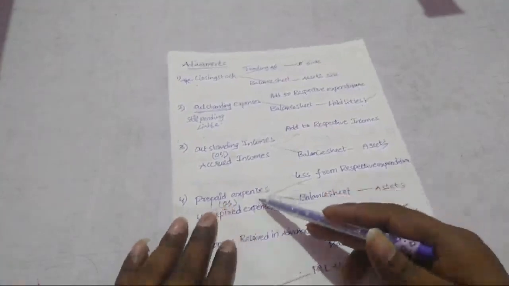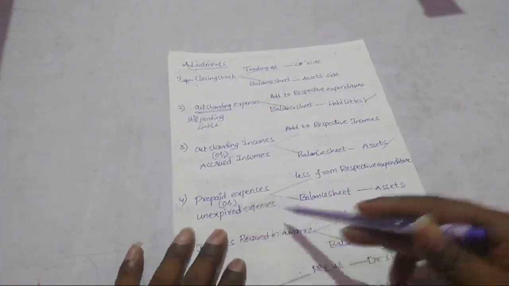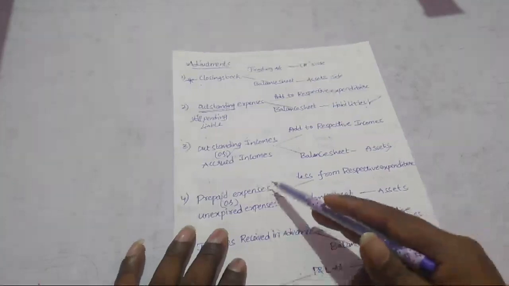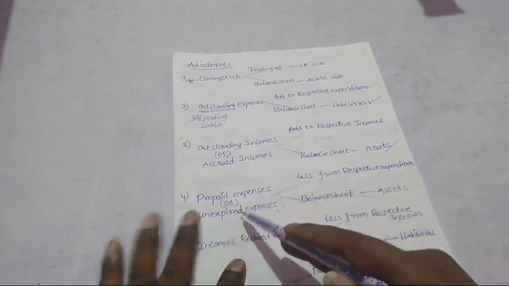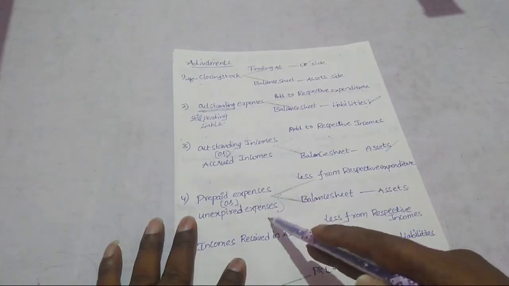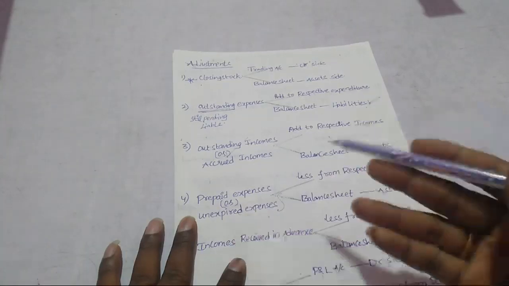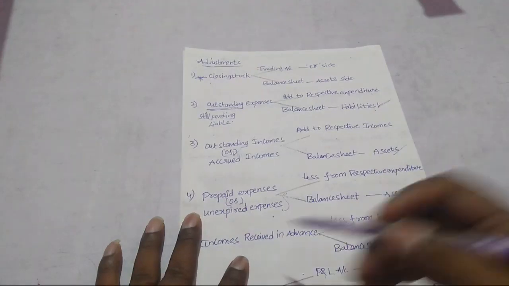Fourth one is prepaid expenses, or it can also be called unexpired expenditure. Prepaid expenses or unexpired expenses. Don't be confused with these two terms, because students get confused whenever it is given as unexpired expenses. Unexpired insurance is an example of an unexpired expense. So don't be confused, it is very easy.